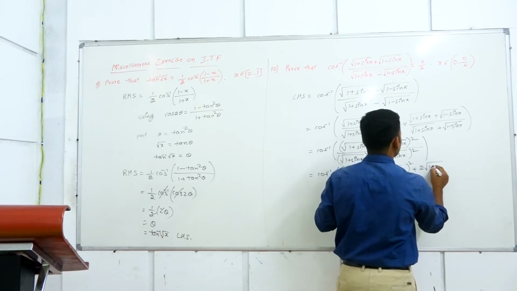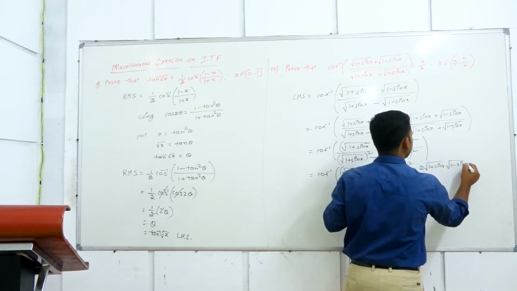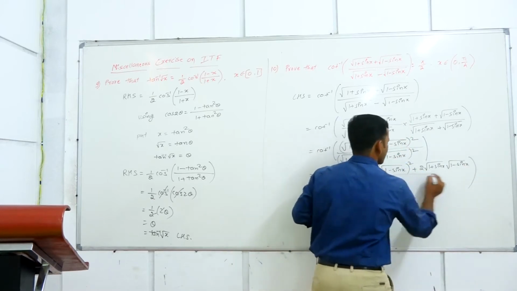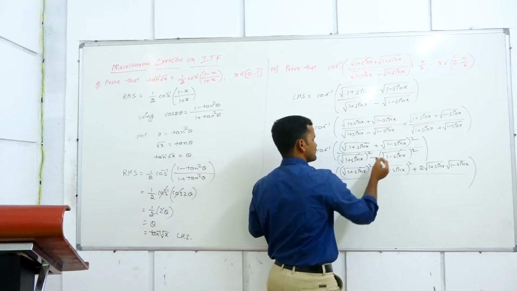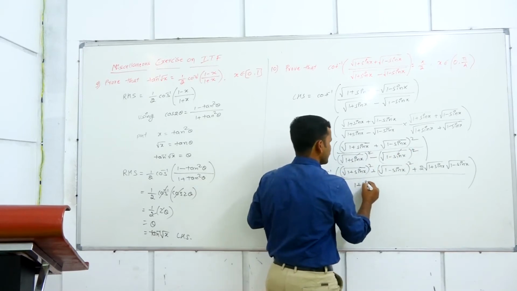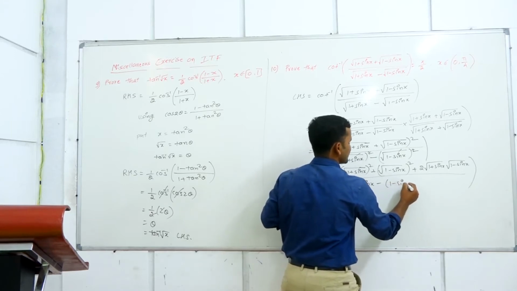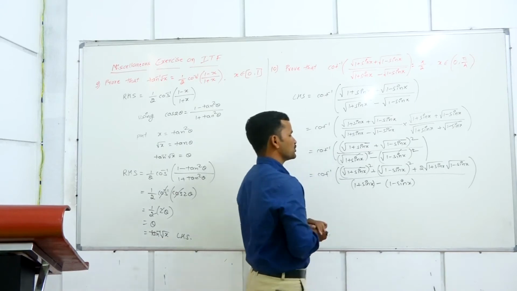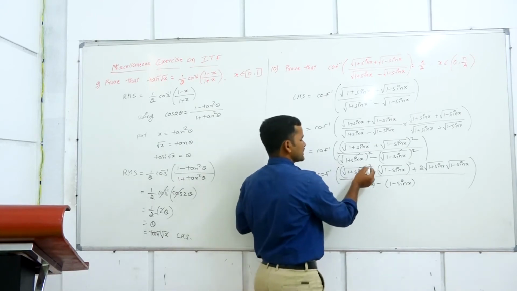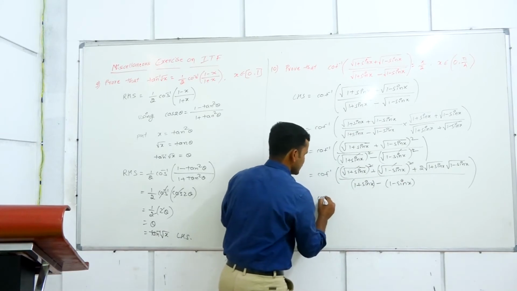2 into square root of 1 plus sin x into square root of 1 minus sin x, whole divided by the denominator. The square roots get cancelled. We have 1 plus sin x minus of 1 minus sin x. You have to be careful here. This minus gets multiplied to both the terms. Now in the numerator, also, the square root we are going to cancel.